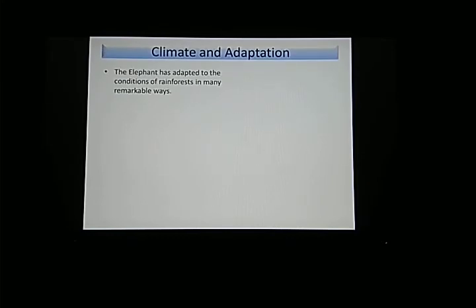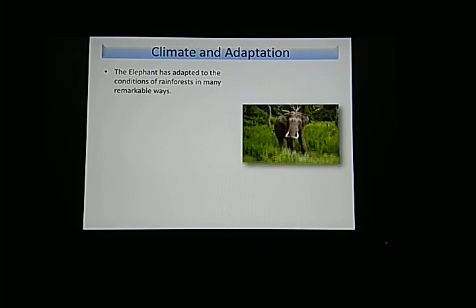Now the last one is the elephant. As we all know, elephants are also found in the rainforest. Even here in Assam, we can see the elephant, the Indian elephant. There are also other types of elephants, such as the African elephant, but no, we are talking about the Indian elephant. So it has adapted itself to the surroundings of the rainforest in a very remarkable way.